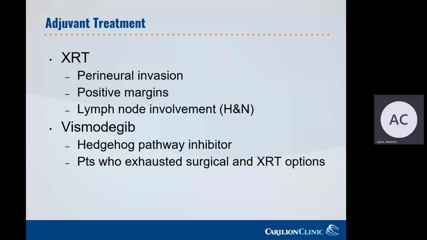So adjuvant treatment, this is for both basal cell and squamous cell. If you have perineural invasion, you can consider and at least get them seen by radiation oncology for possible treatment. If you have positive margins, you can offer re-excision. If it's an area where you can't perform re-excision, then you should offer radiation therapy. And then for head and neck patients, they can get postoperative radiation after the lymph node or the neck dissection.